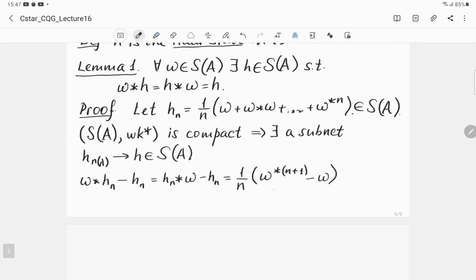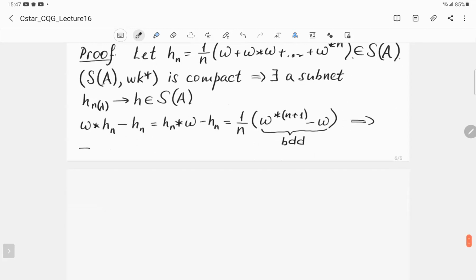Okay, but this expression in brackets is bounded because the norm of each state is 1, and 1 over n goes to 0. So when we take the limit over the respective subnet, we conclude that omega h minus h equals h omega minus h equals 0. And this completes the proof of lemma 1.